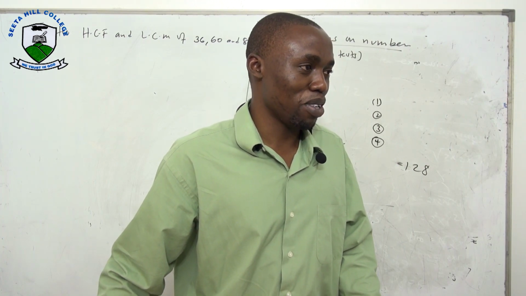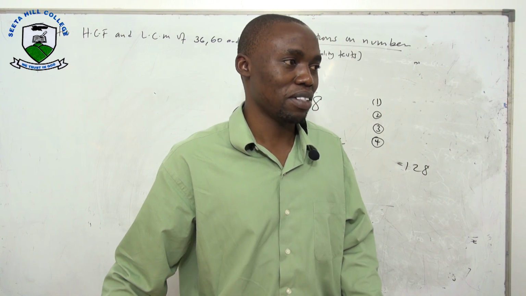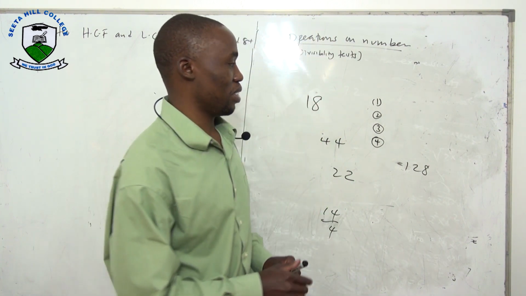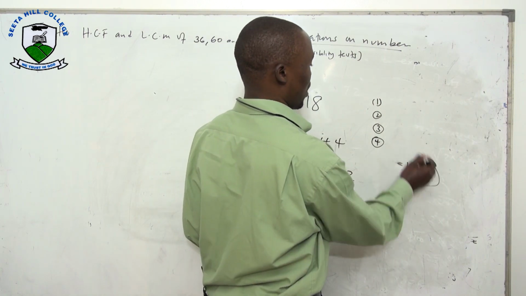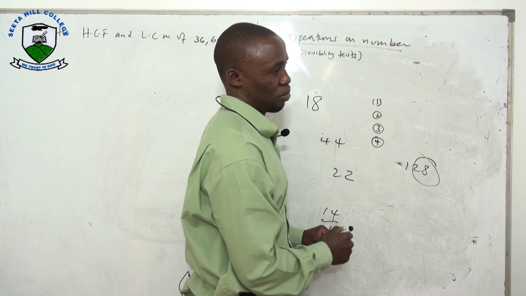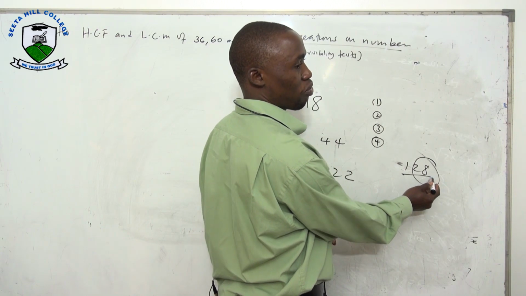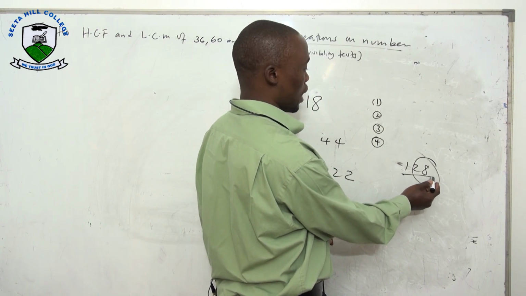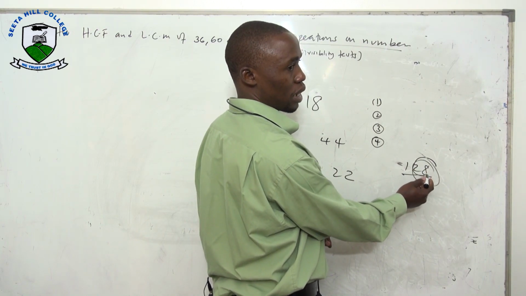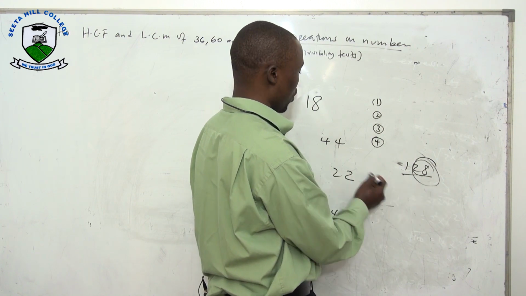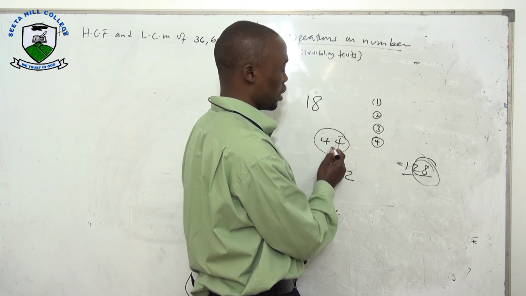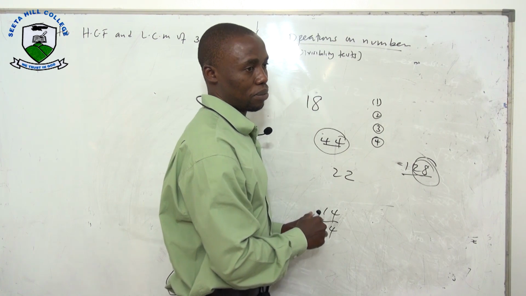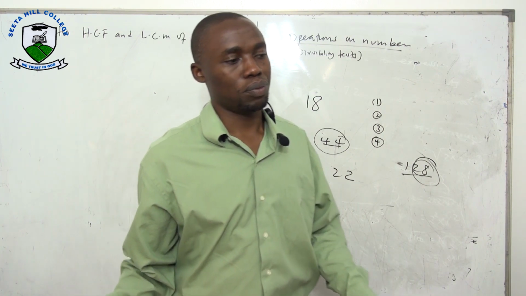The number formed by the last 2 digits must be divisible by 4. Therefore 128 is divisible by 4, because the number formed is 28. See, 44 is divisible by 4 because these 2 digits are divisible by 4.